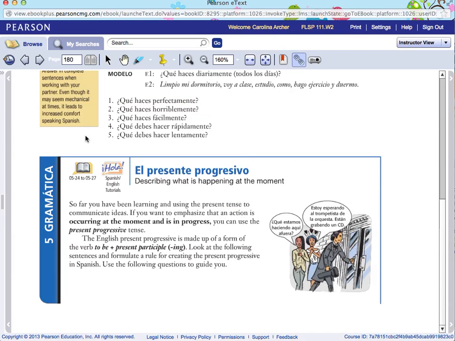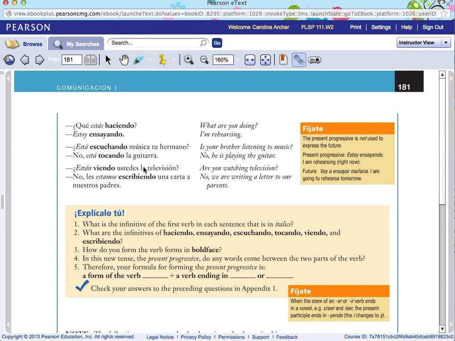Alright? Muy bien. So, here on the next page, we have some examples. ¿Qué estás haciendo? What are you doing? Estoy ensayando. These are all AR verbs. I mean, except for this one. This one is an ER. Hacer becomes haciendo. Ensayar becomes ensayando. Escuchar, escuchando. Tocar, tocando.